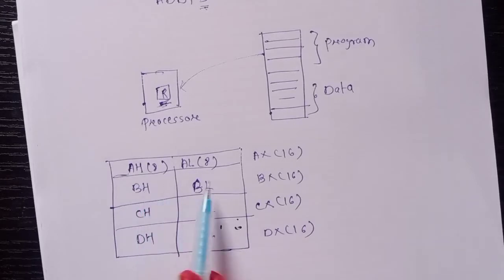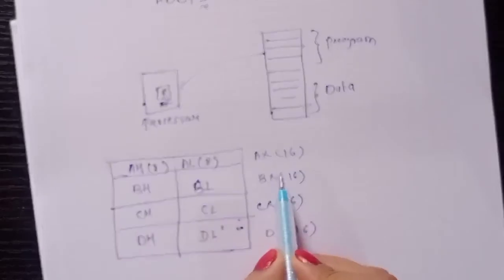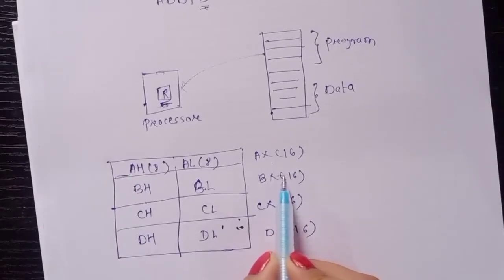This L and H in the register names signify the lower byte and higher byte. That means they all are 8-bit registers. Sometimes you can use them together if you want as a 16-bit register. So X signifies a pair of registers.